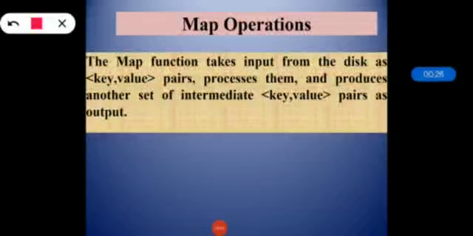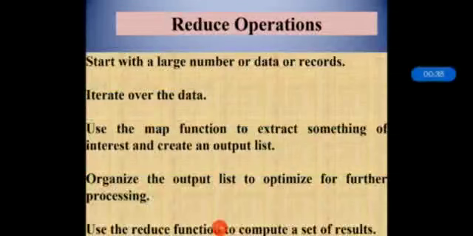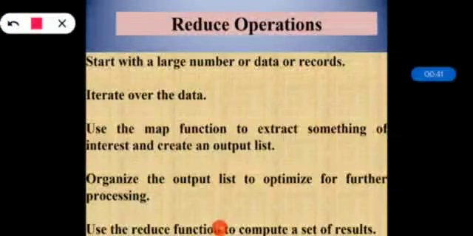So in the map operation we are taking input in the form of key value pairs, processing them, and trying to produce the intermediate keys. Then in the reduce operations we are starting with a large number of data or records. The map reduce operations have characteristic features: submitting the map reduce job, distributed merge sort engine, two fundamental data types, fault tolerance, scheduling and task execution.